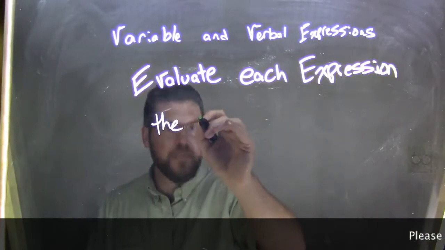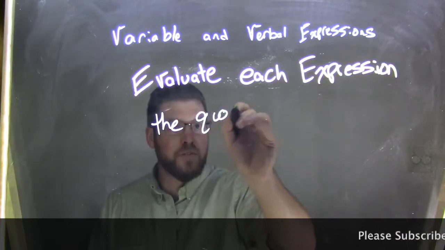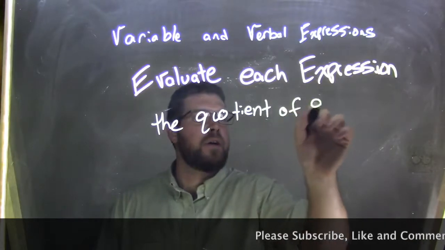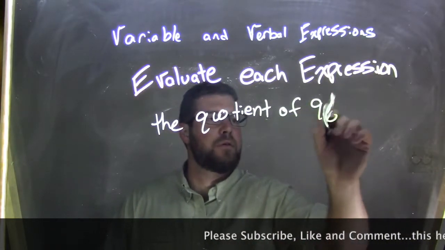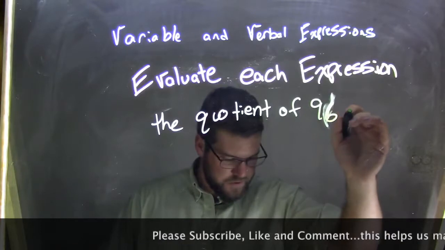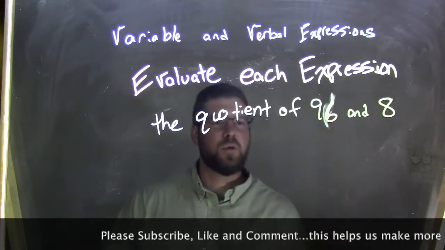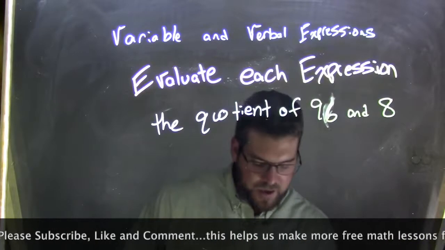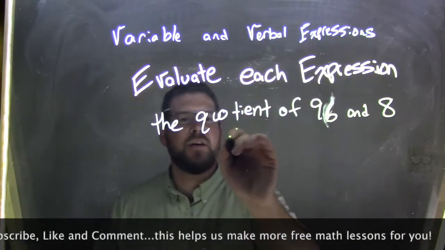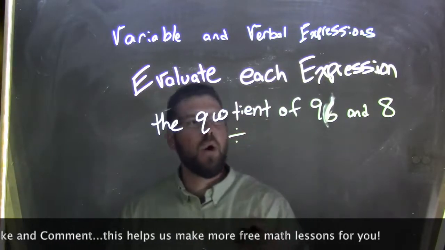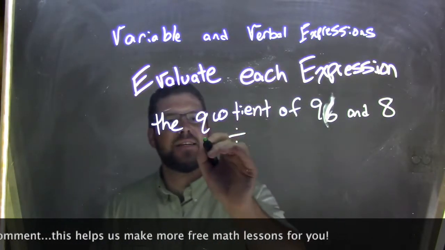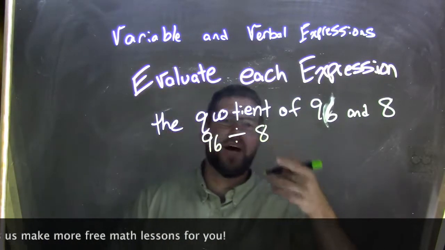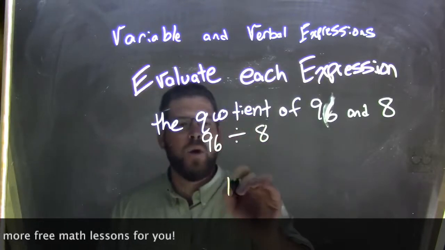The quotient, and if you listen closely, you can hear my cat in the background, of 96 and 8. So the quotient of 96 and 8, okay? The quotient, I should be thinking about division here. 96 and 8. So the quotient of 96 and 8, 96 divided by 8. How many times does 8 go into 96? 96 divided by 8, well, that's going to be 12, right?